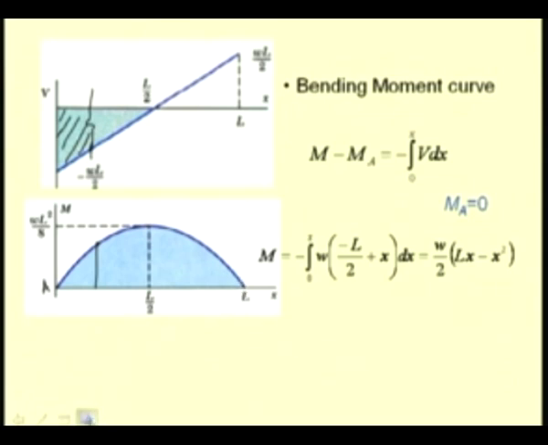From these diagrams we can note certain properties. We see that the maximum value of the bending moment occurs at a point where the shear force curve crosses the abscissa. The maximum value of the same is equal to WL square by 8 in this case.